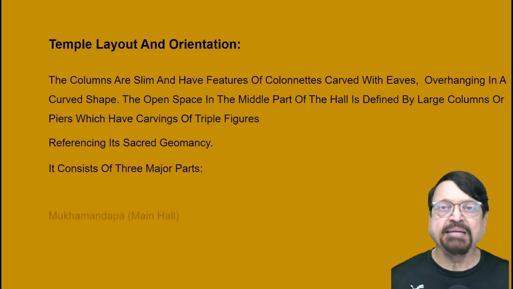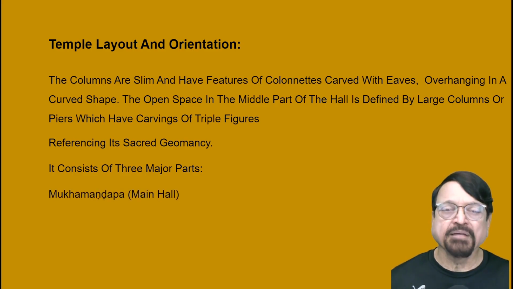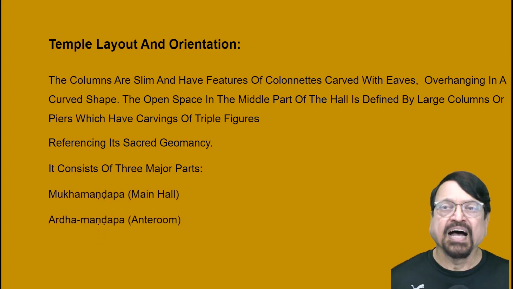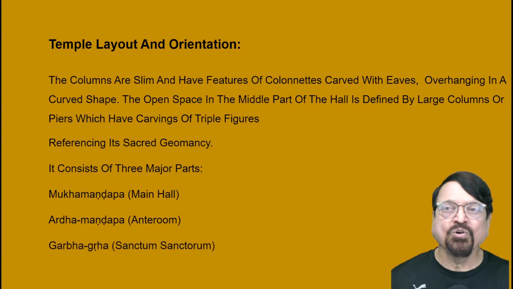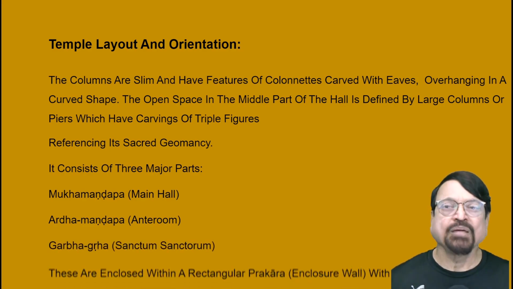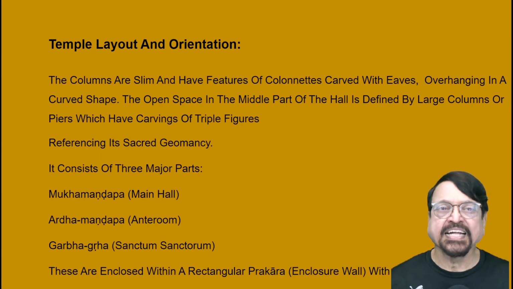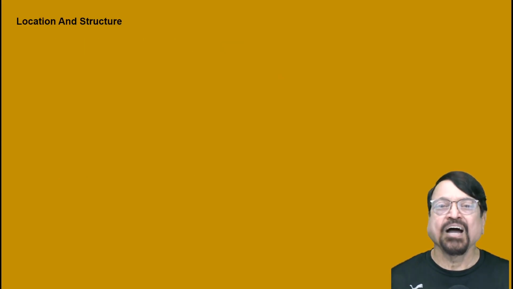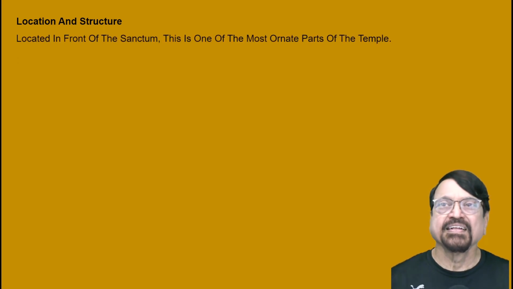It consists of three major parts: Mukha Mandapa, that is the main hall, Ardha Mandapa, that is the anteroom, and Garbhagriha. And now we are going to see them in detail, how nicely they are carved, how nicely they are decorated, and how beautiful they are.